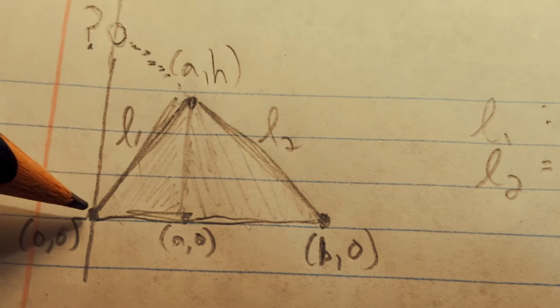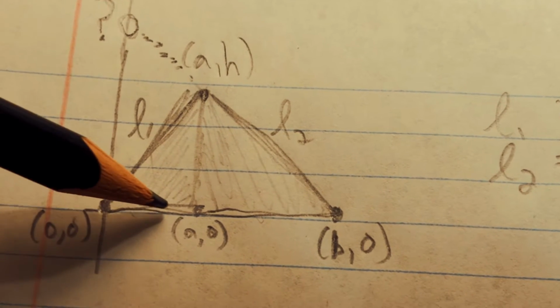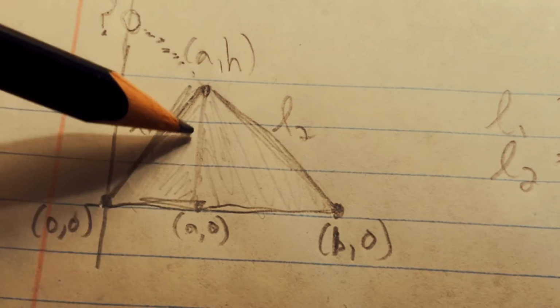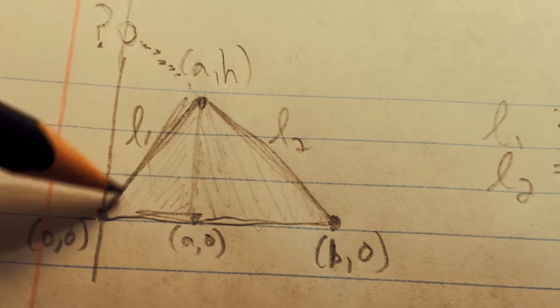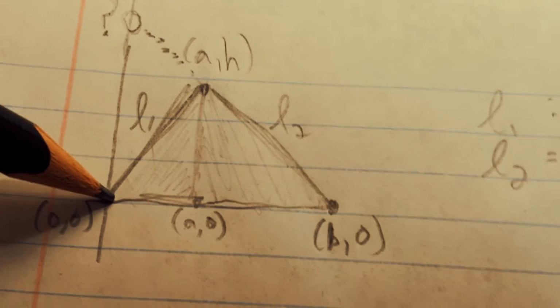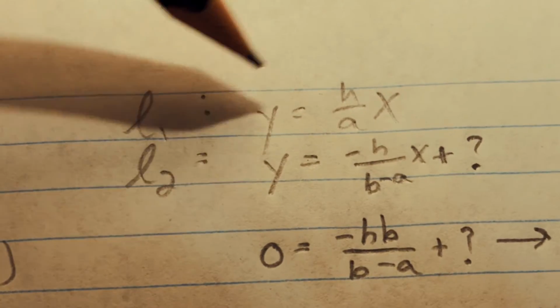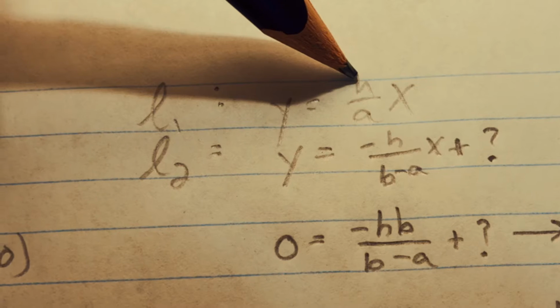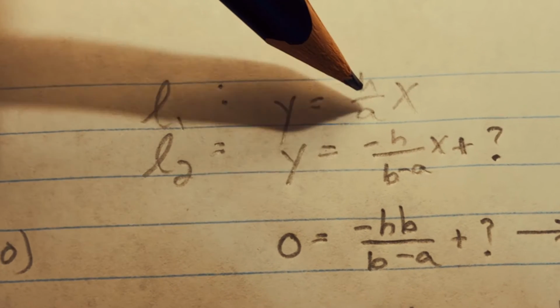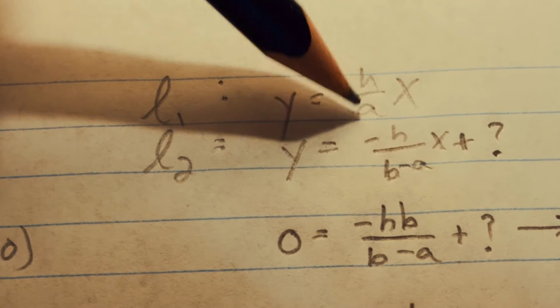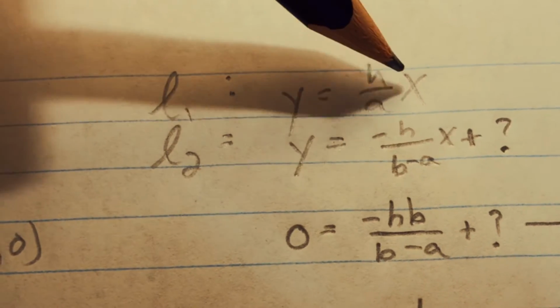Line 1 is going sideways by A and up by H from the point (0, 0). So line 1 has a vertical change of H and a horizontal change of A, making this the slope.